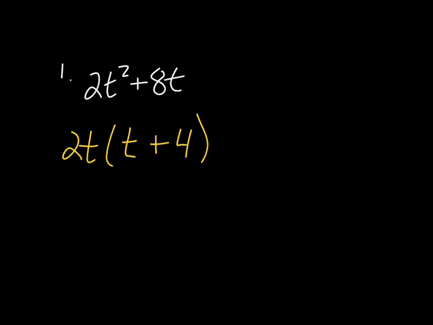Now this is an easy thing to check. This is done, because if I distribute this back, 2t times t is 2t squared. 2t times 4 is 8t. We have the same thing. So yes, it is factored. That would be the answer. Now, things to make sure that you keep in mind: this polynomial has 2 terms. You better have 2 terms down here. Okay? Yeah, we'll find out.